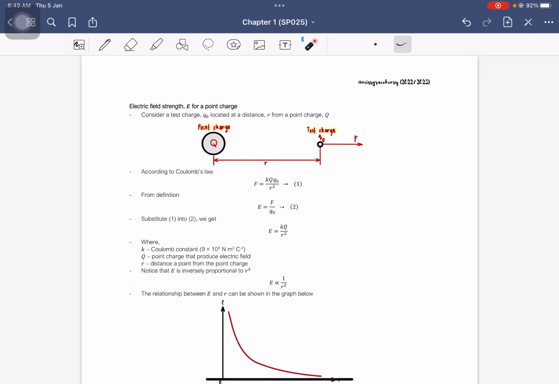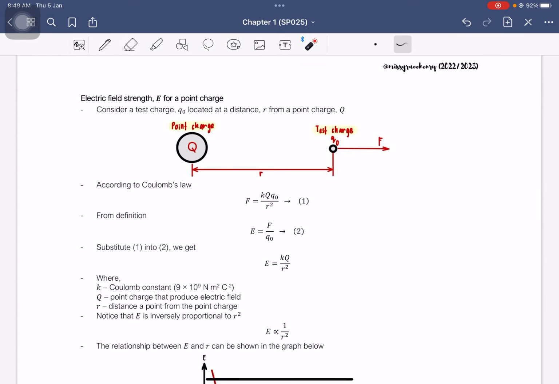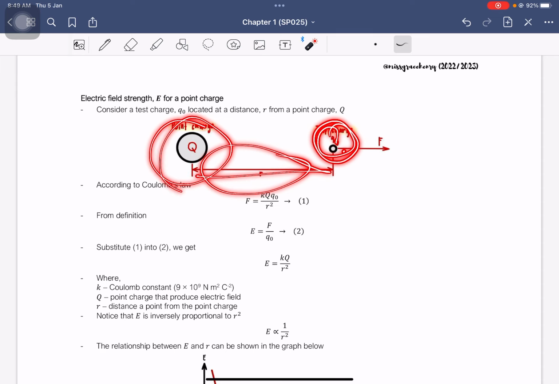Now, electric field strength for a point charge, let's consider a test charge, which is shown here at a distance r from a point charge.